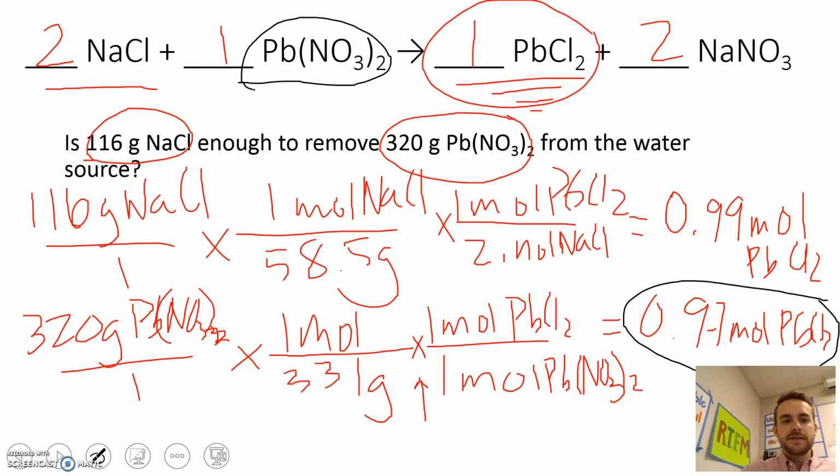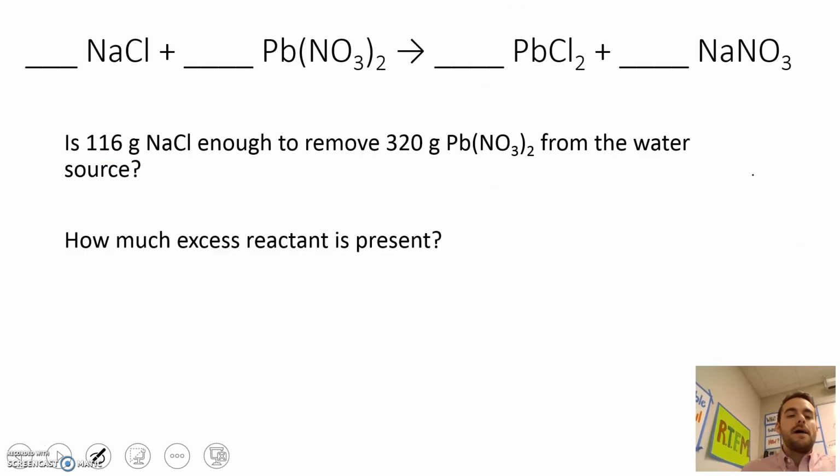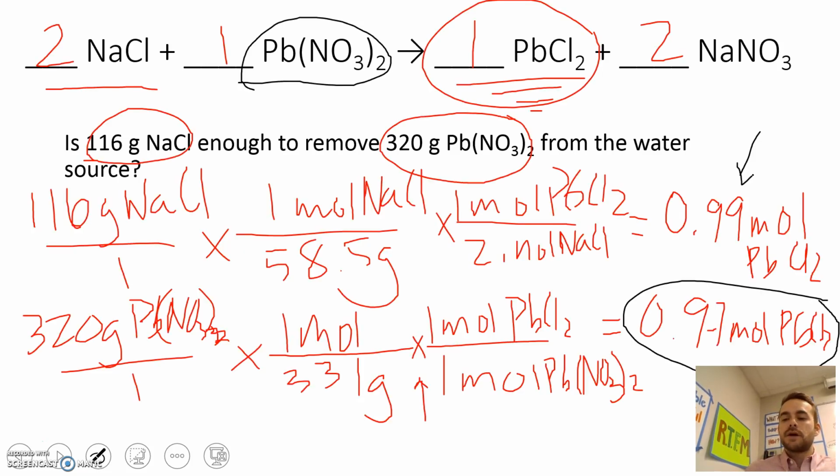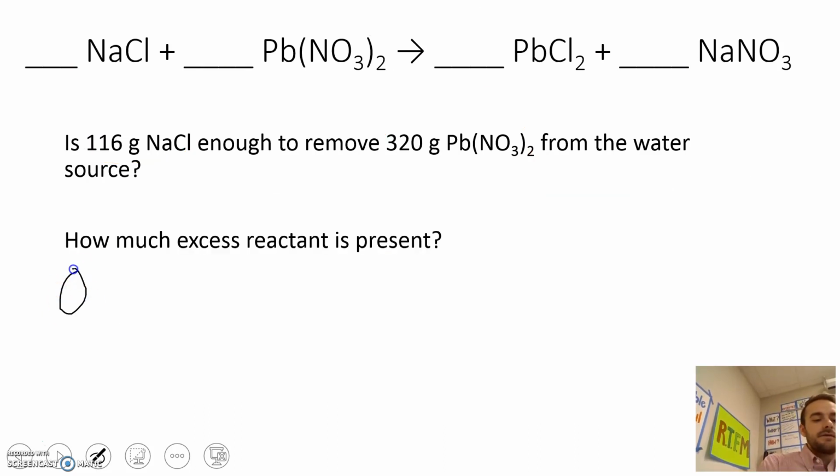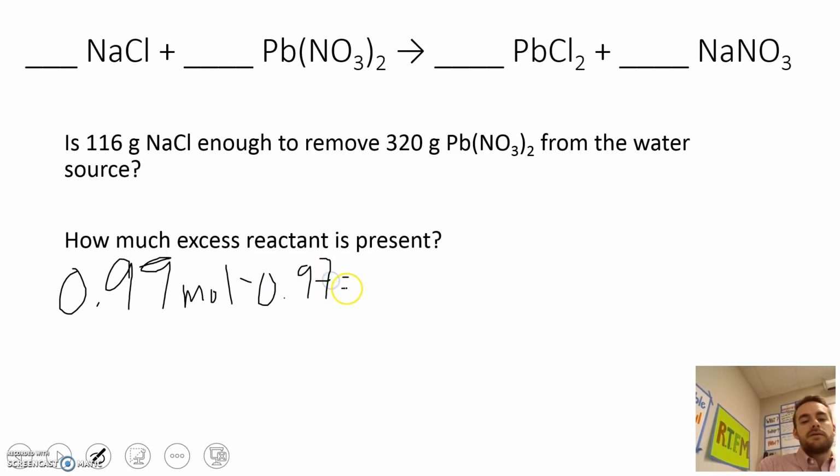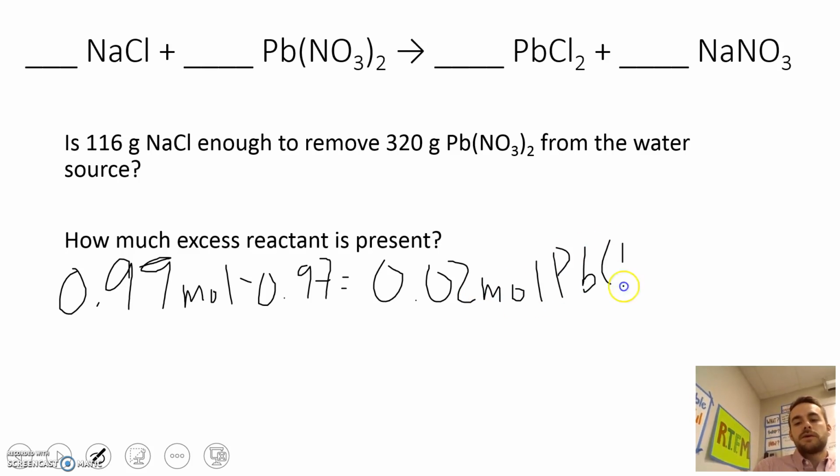So, did you have enough NaCl to remove that from the water? The answer is yes, because you were able to make more lead 2 chloride without being limited by the lead nitrate if you just had the NaCl. And then it says how much excess reactant is present. Well, we can figure that out by figuring out how much of that lead 2 chloride we had formed and taking that difference. So the difference between the two for both of ours, 0.99 mole minus 0.97. Difference of that is 0.02 mole of PbCl2.